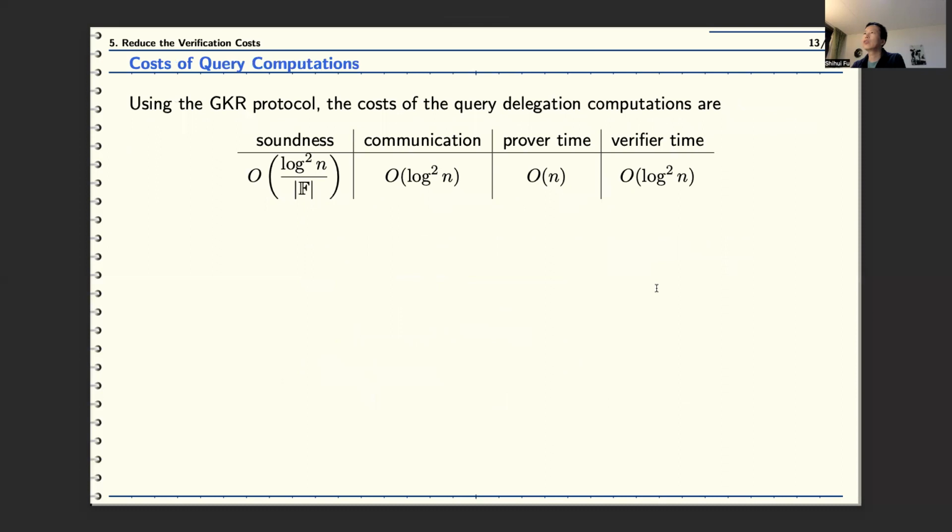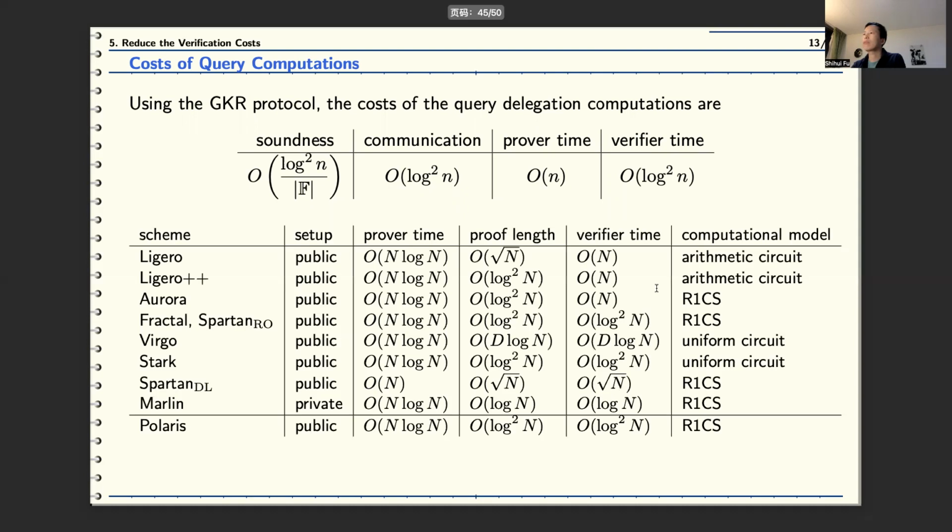Then we use GKR to compute this query, because the GKR protocol is a doubly efficient protocol, and also our computation has many repeated substructures. So we can use the GKR protocol to compute this in a very efficient way. Here the prover time is linear and the verifier time is log squared n.